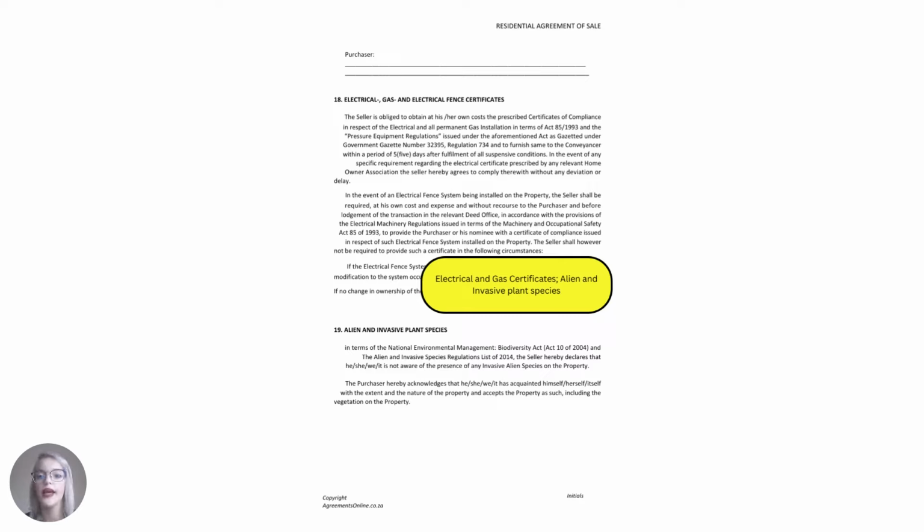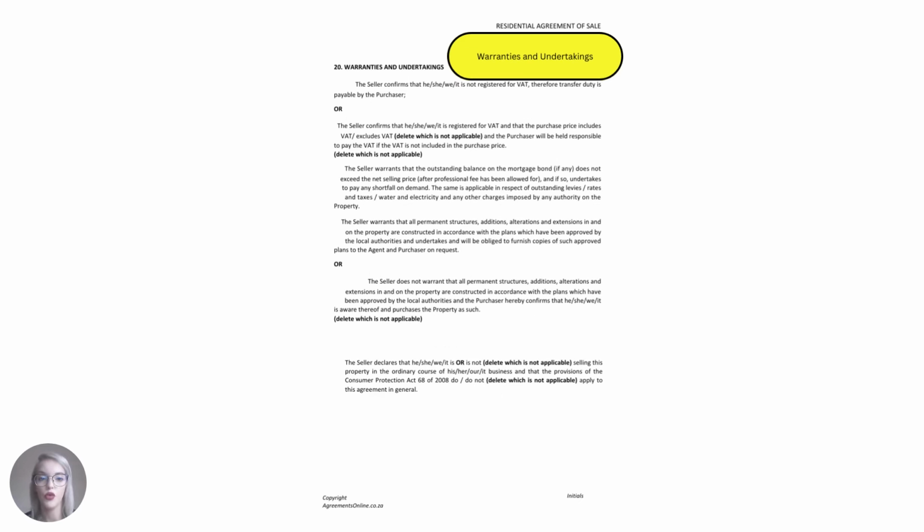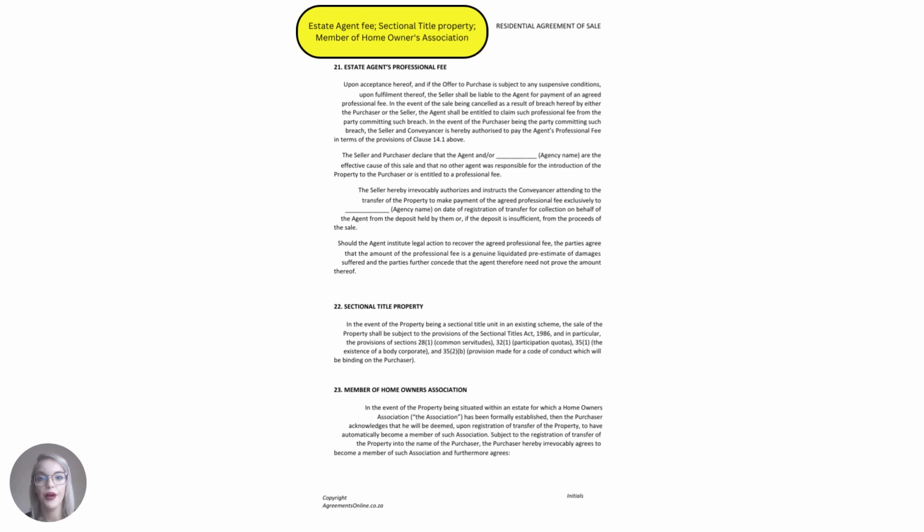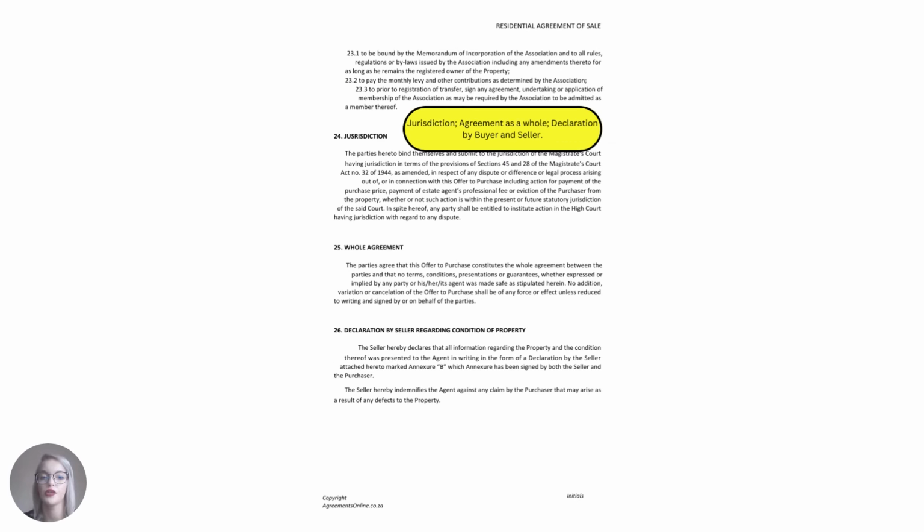The agreement further just has some general clauses such as the obtaining of electrical and gas certificates, as well as any alien or invasive plants on the property that you are purchasing. Then just some warranties and undertakings by both the buyer and the seller. The agreement then makes note of the estate agent's fees, as well as what happens if this property is a sectional title property and also members of a homeowners association.